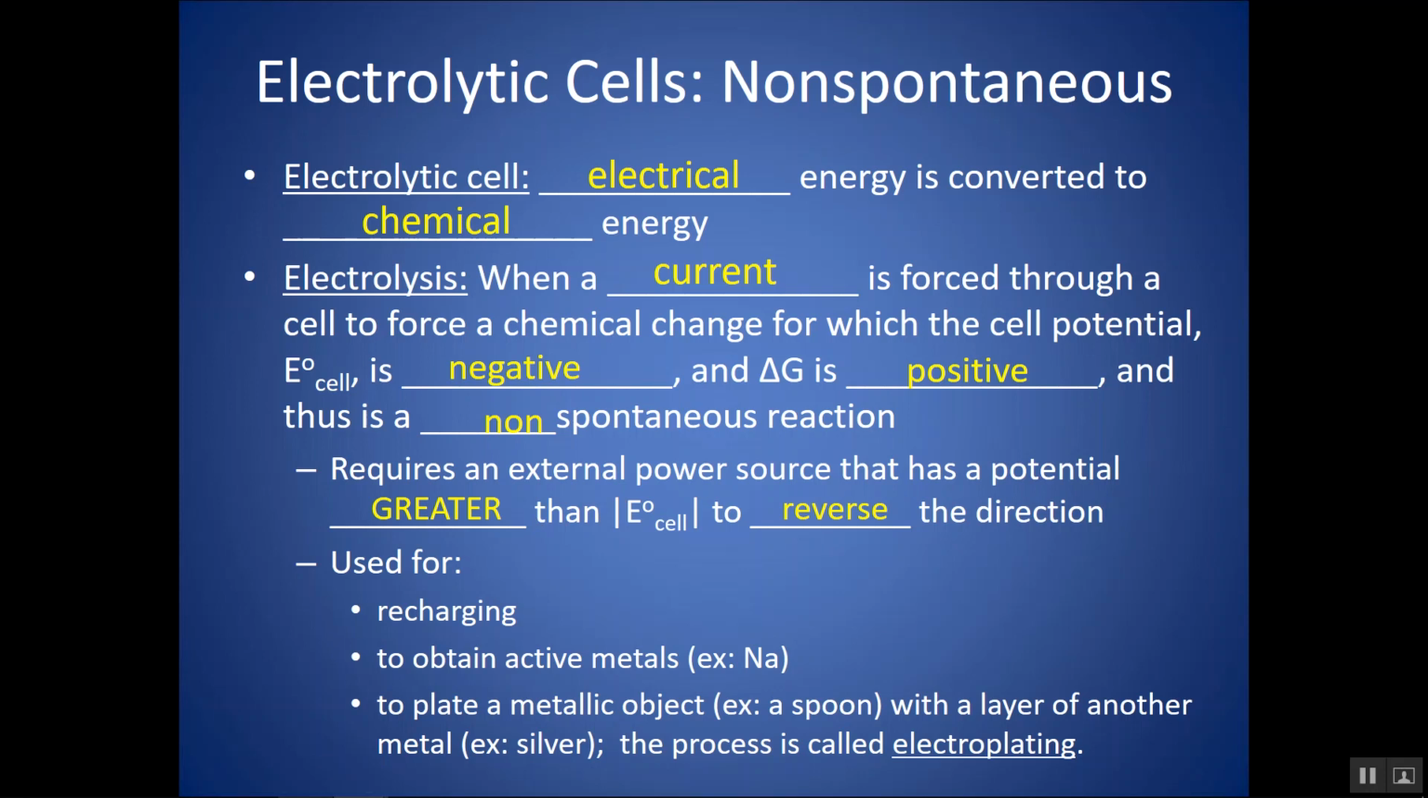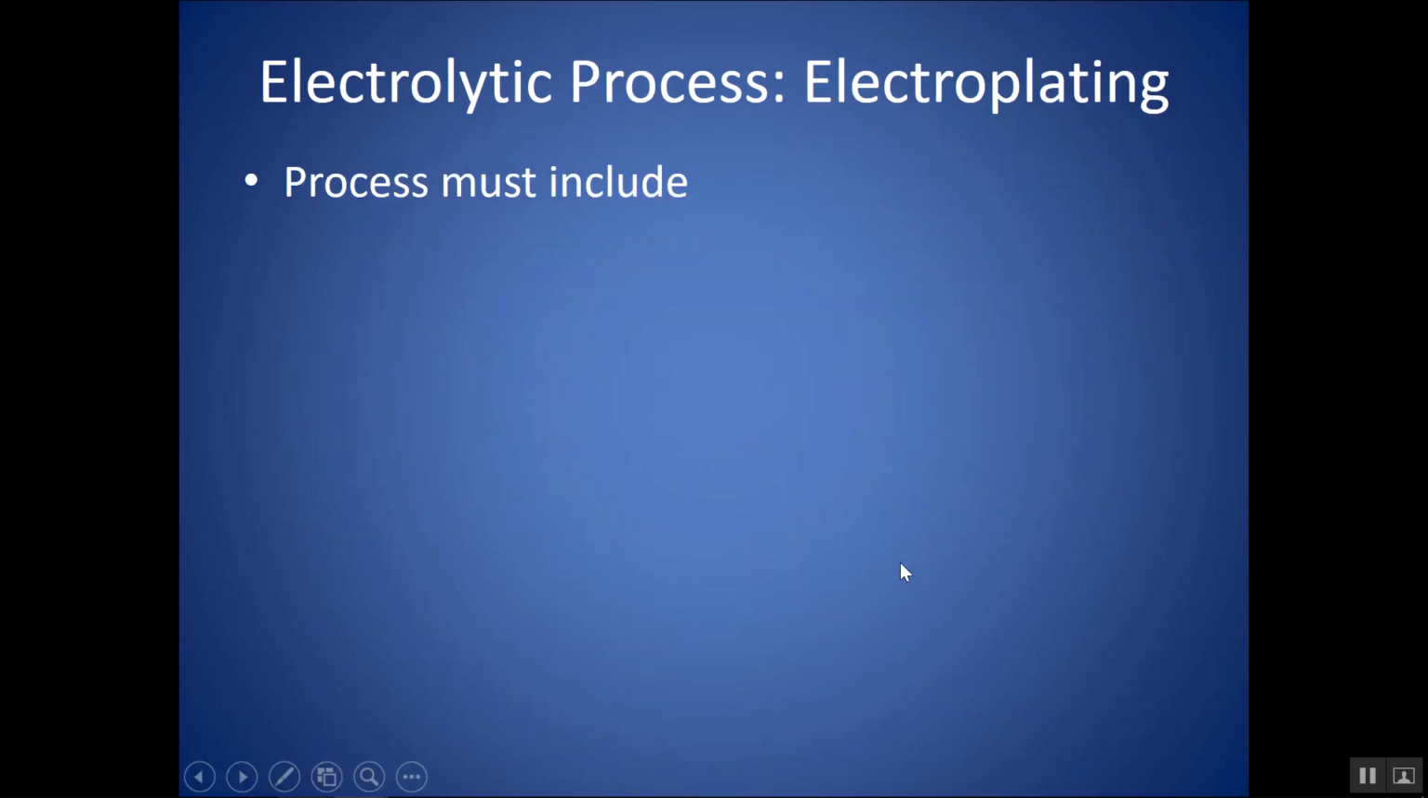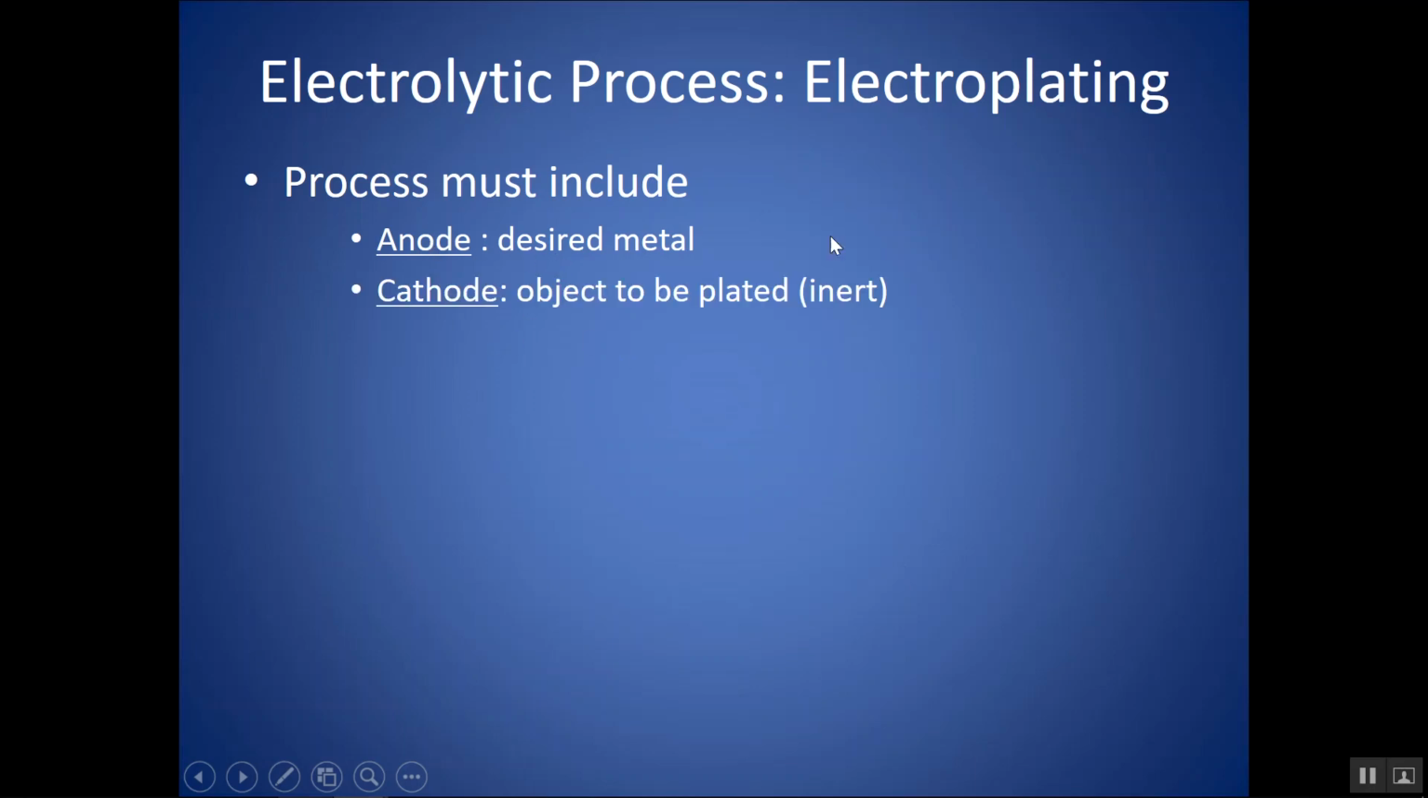And some things that this is used for are recharging, obtaining active metals like sodium from sodium chloride, or even plating, a process called electroplating. In this process, you still need an anode and a cathode. So if you're electroplating, let's kind of investigate that.